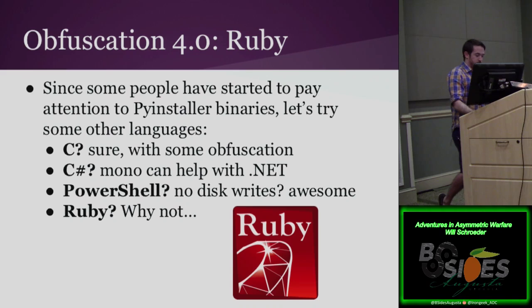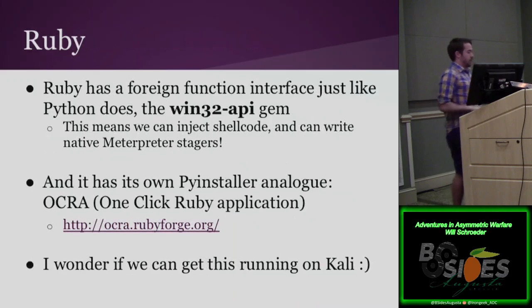And Ruby. I apologize if there's prior work out there about this, but I really couldn't find much. Ruby has a foreign function interface, just like Python. It's a gem called Win32API. Because we have access to those lower level functions, we can inject shellcode, and we can write native pure interpreter stagers all in Ruby. Ruby also has its own PyInstaller analog, a gem called Ocra, the One-Click Ruby Application builder. I was trying to think, can we get this all running on Kali?